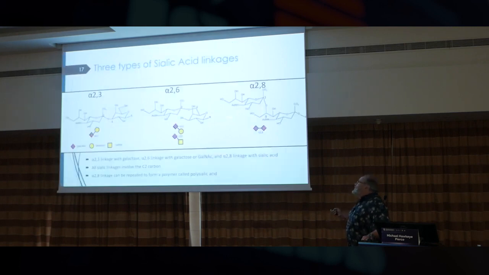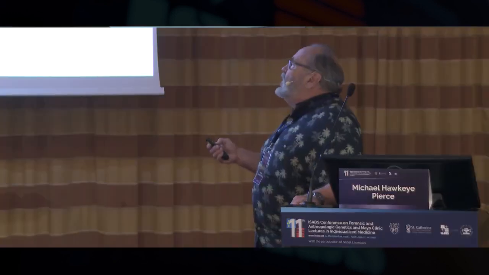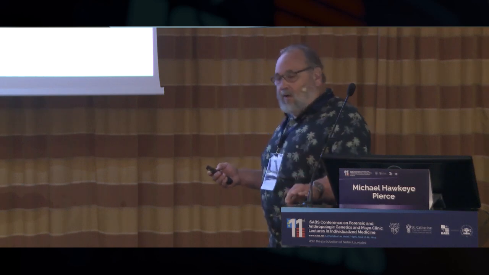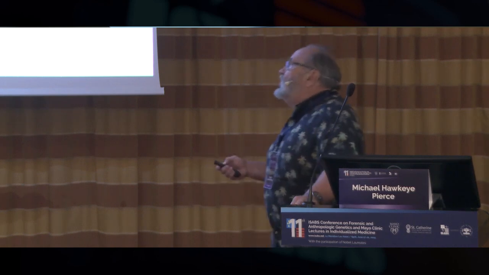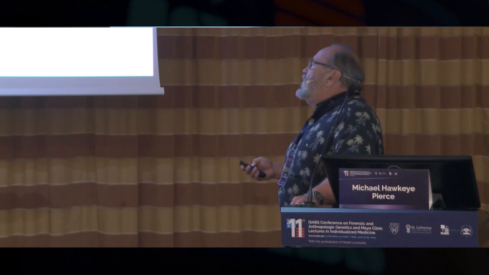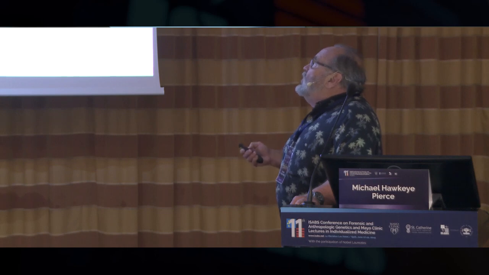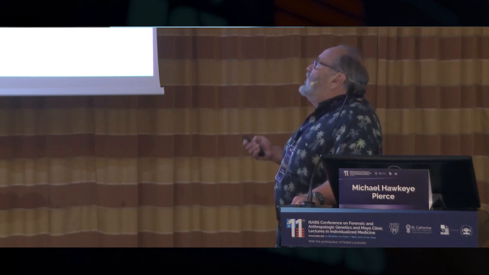So here are the 3 linkages of sialic acid: alpha-2,8, 2,3, and 2,6. And this is the polysialic acid, for example. So what about these other sialic acid linkages? Could we target those to be able to pull those down? And there are lectins that have some specificity for alpha-2,3 and 2,6, but I'll mention a new reagent that's been developed.